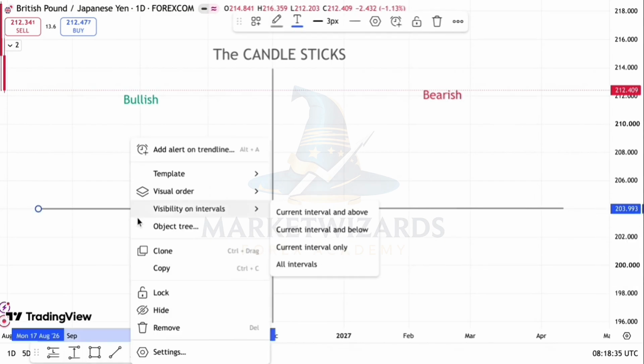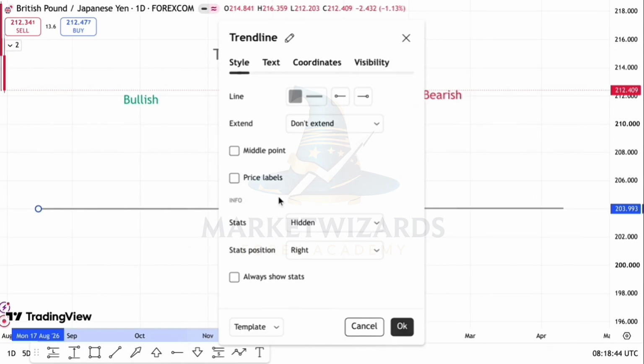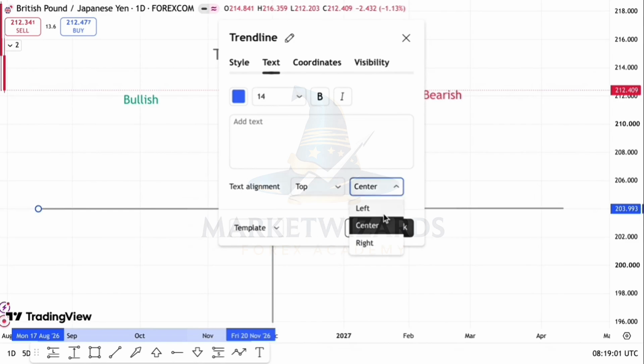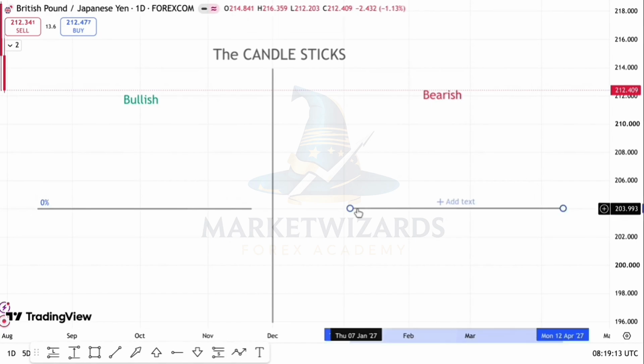Let me try to add a text. Let me do it middle center. All right, so I wanted to add text here so that I call this a 0% level. Same here. I will say that this will also have our 0% level.